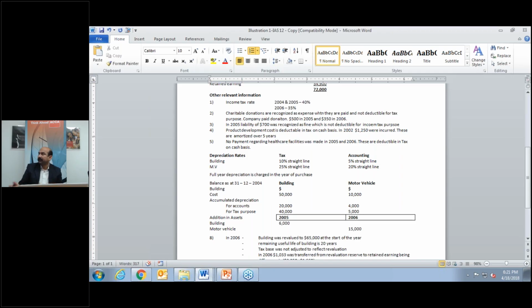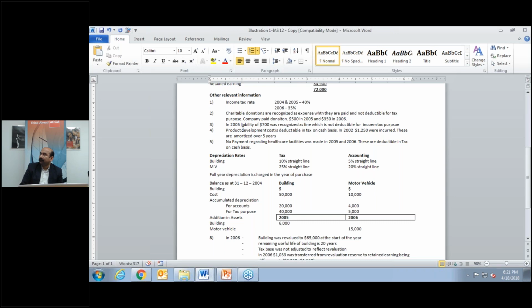And please make this small change. Charitable donations are recognized as expense when they are paid and not deductible for tax purpose. Company paid donation $500 in 2005 and $350 in 2006. In 2005, liability of $700 was recognized as fine, which is not deductible for income tax purpose. Okay, no payment. Product development cost is deductible in tax on cash basis.